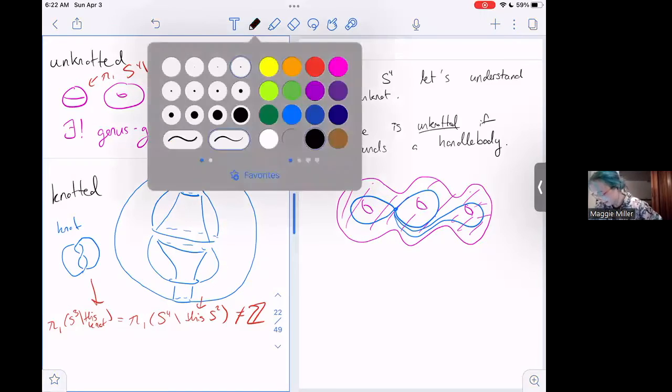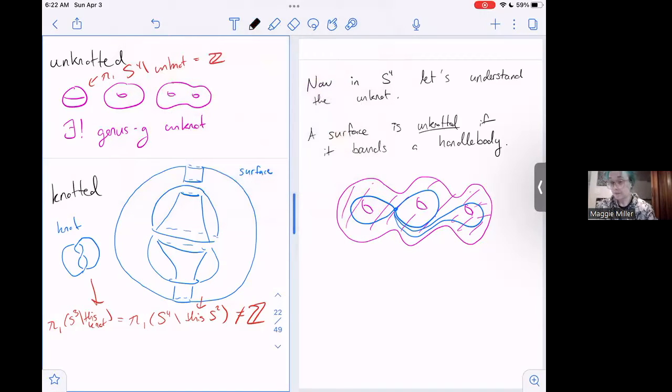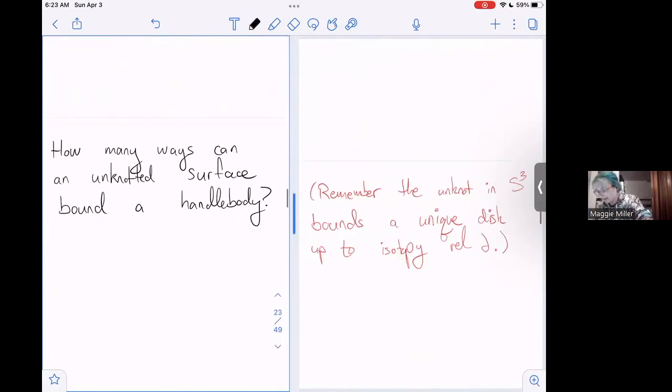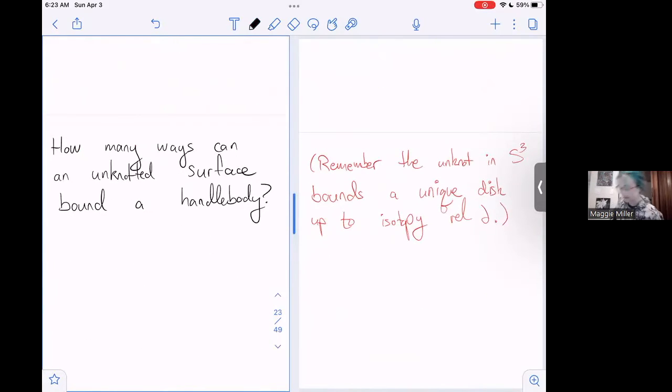But the point of this talk, which is called knotted handle bodies which are bounded by unknots, is that in this dimension, we don't even have to care about knotted surfaces. It turns out that unknotted surfaces are interesting. Okay, so let's remember what we asked about the unknot in S3. We asked how many ways can the unknot bound a disk? And the answer was 1.